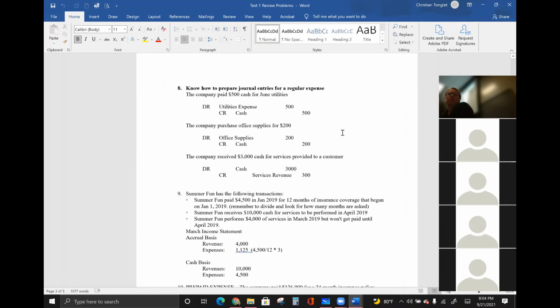So this is the format for the journal entries. You don't have to write debit or credit. You know how whenever we do the homework, it's got the debit and then the credits indented a little bit. So when you do a journal entry, I want you to do the same format, okay?